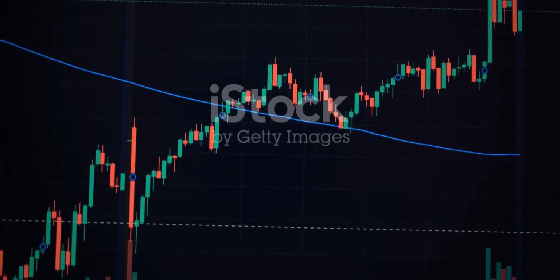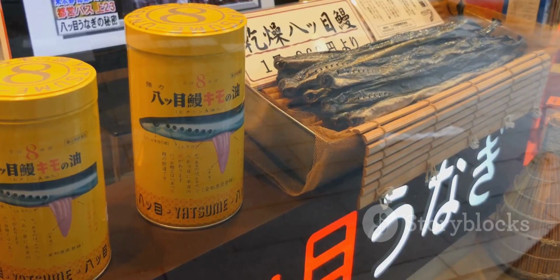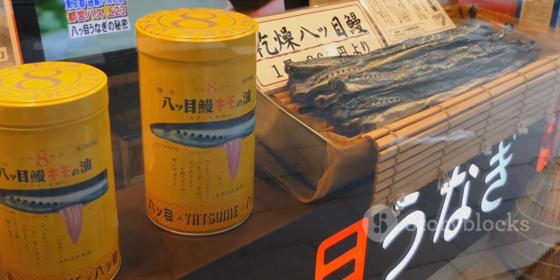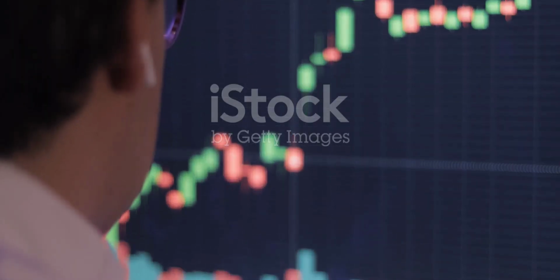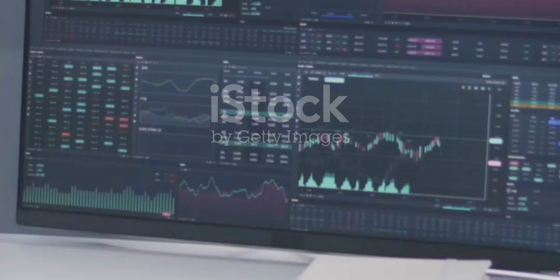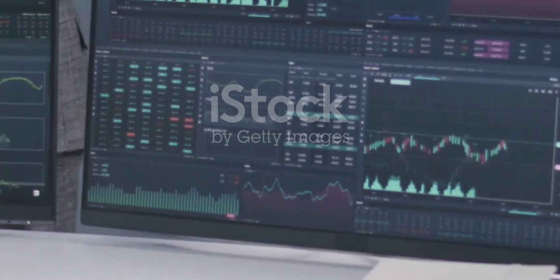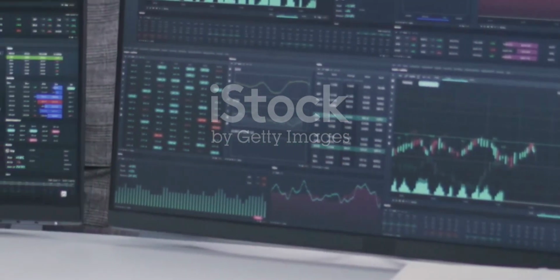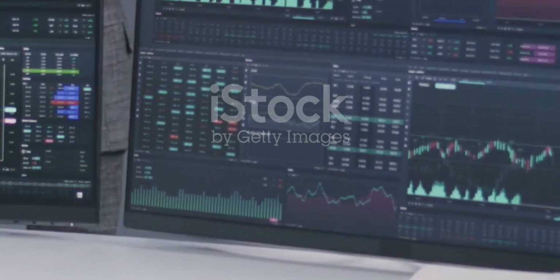Candlestick charts are a powerful tool for traders. They originated in Japan centuries ago. Rice merchants used them to track the market price of rice. Today, traders all over the world use them to understand the price movements of stocks, currencies, and other assets.